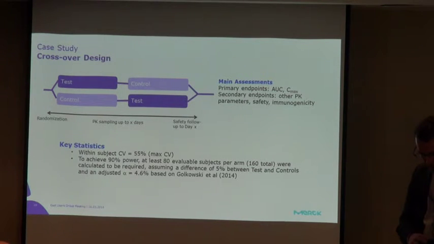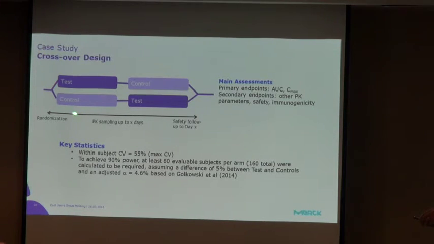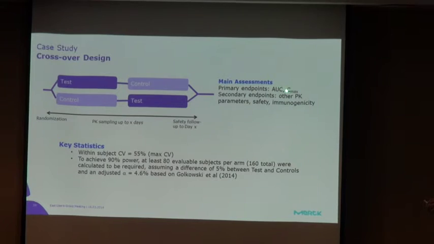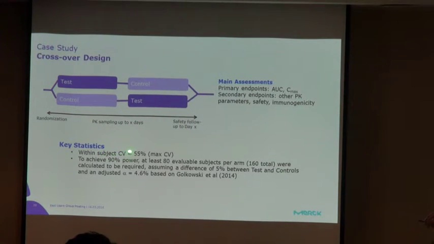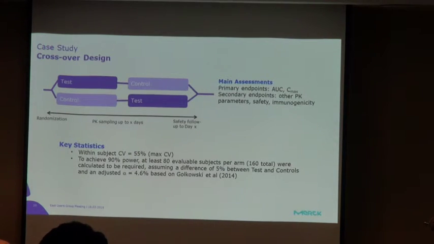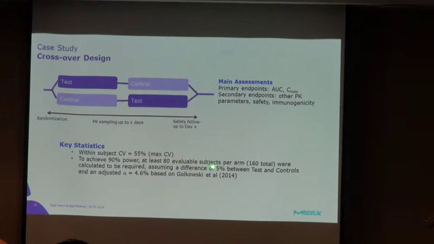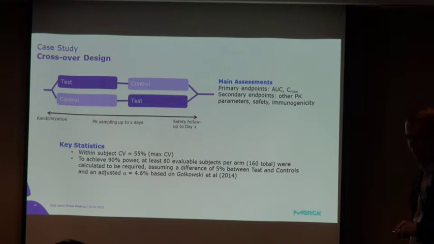So in the example, we had a crossover design with, again, primary endpoint being the AUC, the Cmax. We had as best estimate a coefficient of variation of 25%, and we came out to 80 evaluable subjects per arm needed, assuming a 5% difference between, so the 0.95 ratio. And we came up to that sample size with an adjusted alpha of 4.6 as opposed to the 5, okay? The one-sided 5.